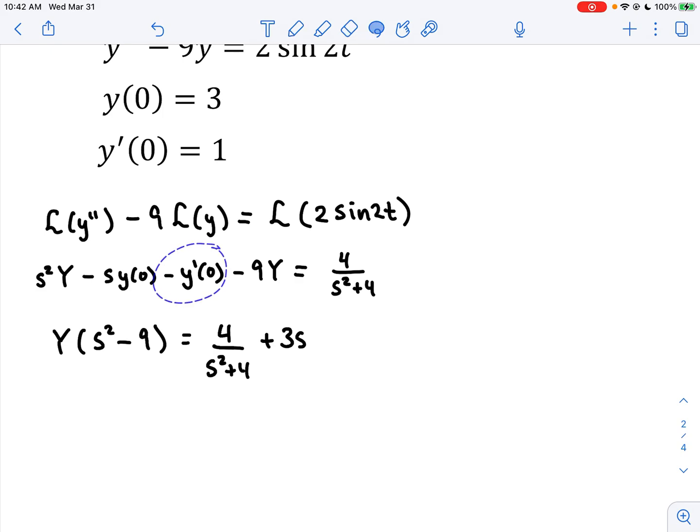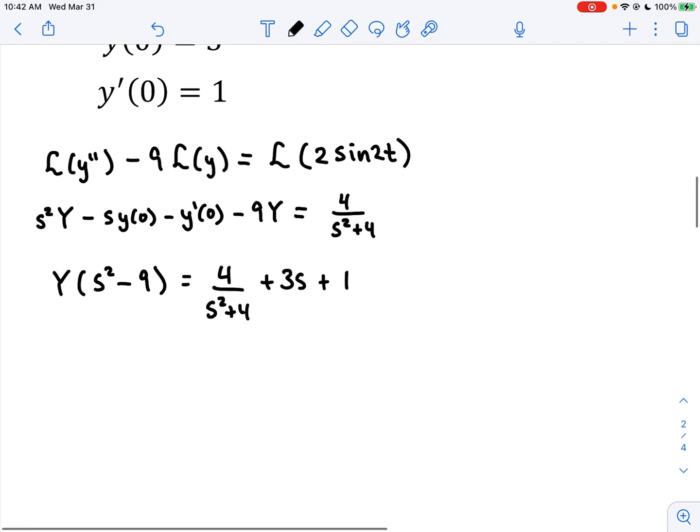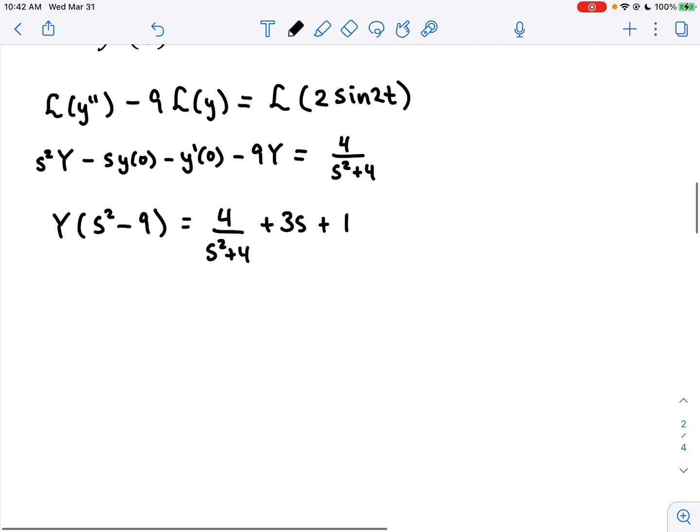Then y prime of 0, this here is a 1. Y prime of 0 is a 1, so this is a minus 1, but I'm going to add that to the other side, so we have a plus 1 on the other side. Okay, hopefully that wasn't too much done in one step. And finally, we're going to divide everything now by s squared minus 9.